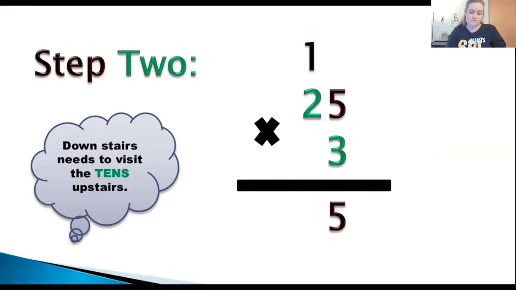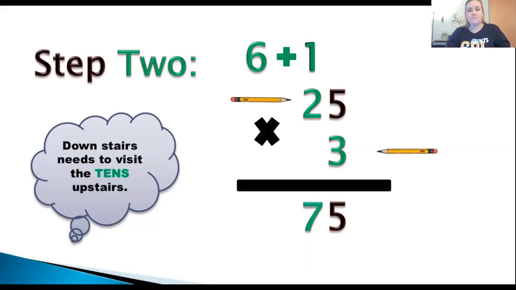In step number 2, in green, the downstairs number, which is the 3, needs to visit the tens place, which is also in green, and in this case it's a 2. So 3 times 2, this 3 times this 2 gives you a product of 6. Now, before we get started, this 6 needs to do something here, ladies and gentlemen. Remember that 1 that we regrouped in step number 1? We have to do something with that 1. Here we go. Are you ready? 6. You have to add the 1. You have to do 6 plus 1. The sum of 6 plus 1 is 7.